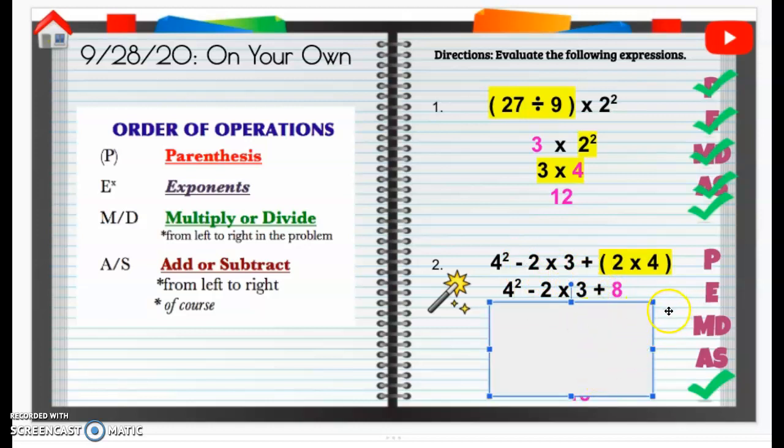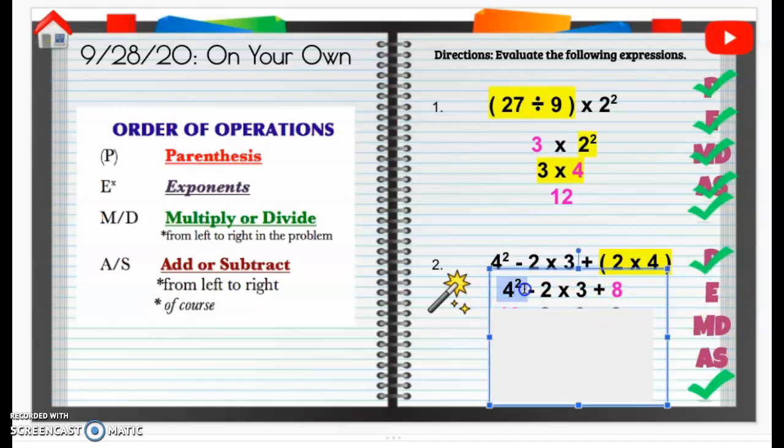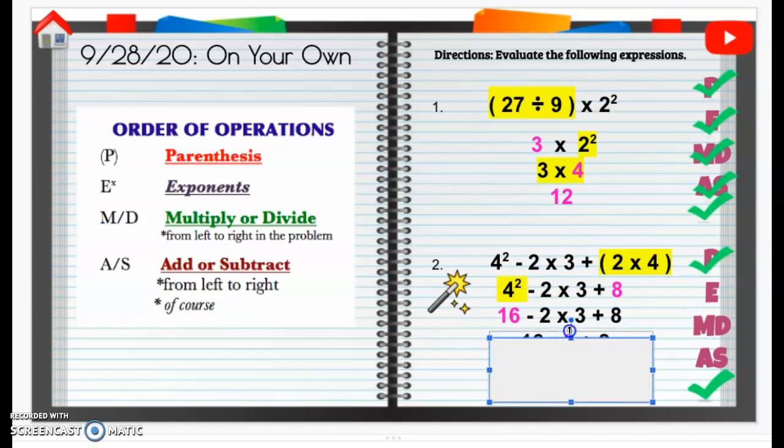Now we're going to take a look, and do we have any more parentheses in this new equation here? Expression, I'm sorry. No, we don't, so I'm going to check that off. What about exponents? Yes, we do have exponents. Where's our exponent? There it is. What is 4 squared? Oh yeah, that means 4 times 4. I know that's 16. So I'm going to bring everything else down after I write that 16. So I have that 16, and then that minus 2 times 3 plus 8.